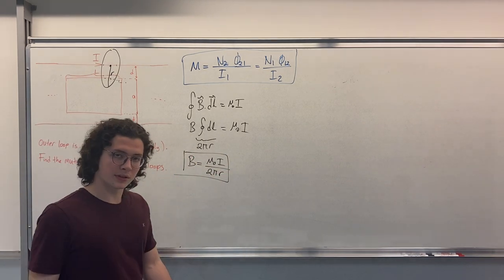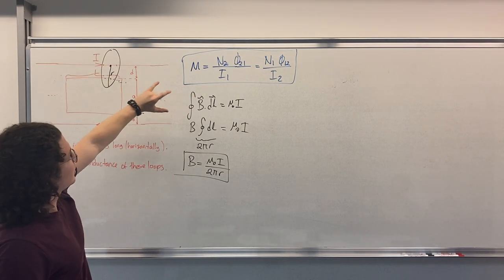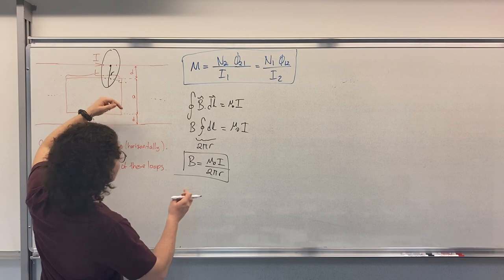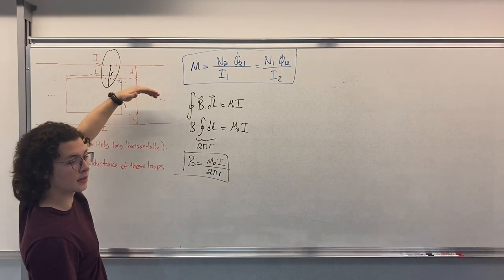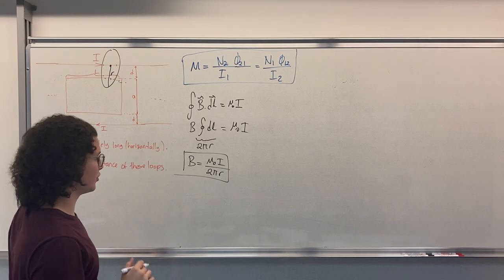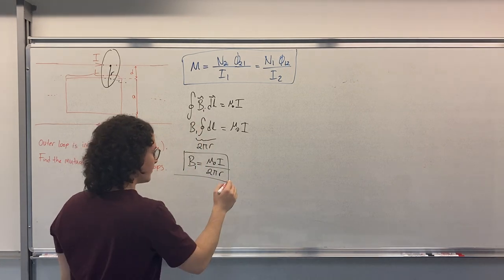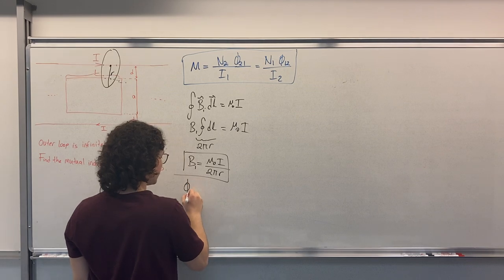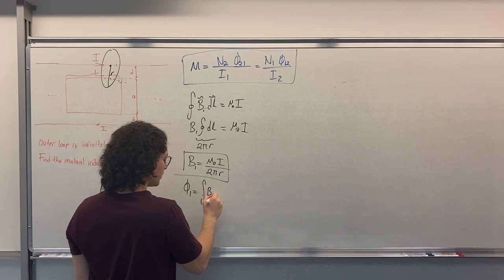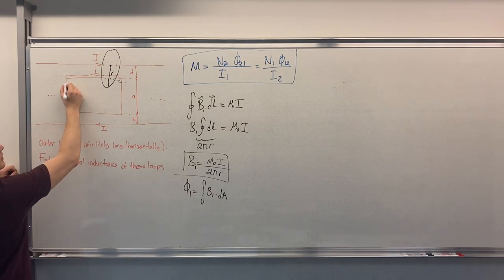If we continue from this point, now we will calculate the flux here. But before calculating that I have to mention this is created by one side. We will also put this side too, so let's write B1 here. Okay, so Φ1 is equal to the integral of B1 times dA, and let's write dA here.